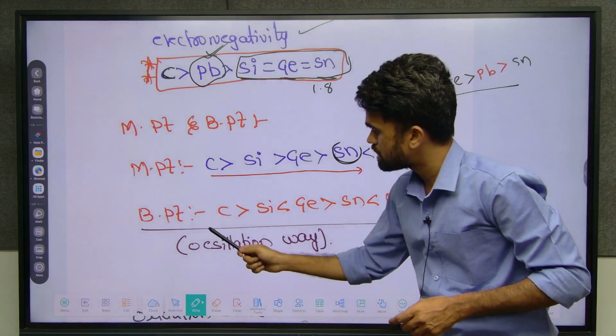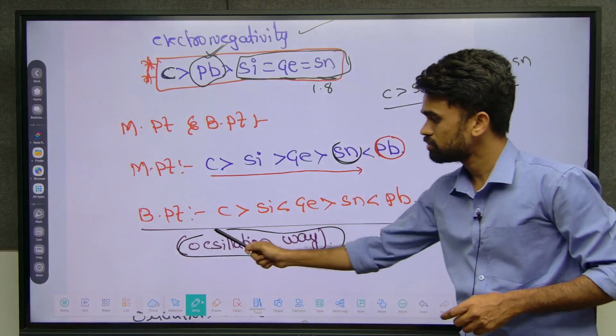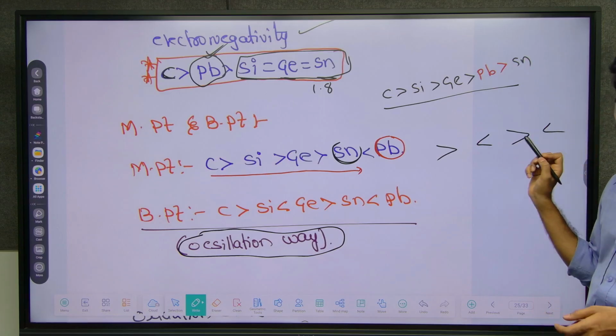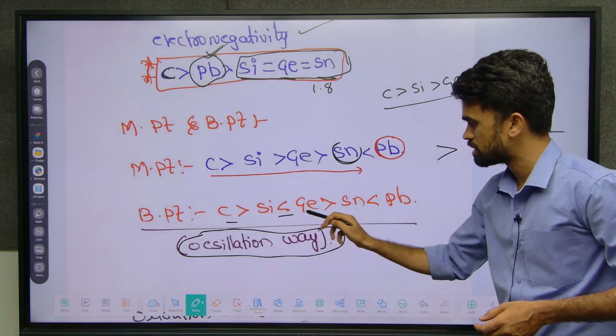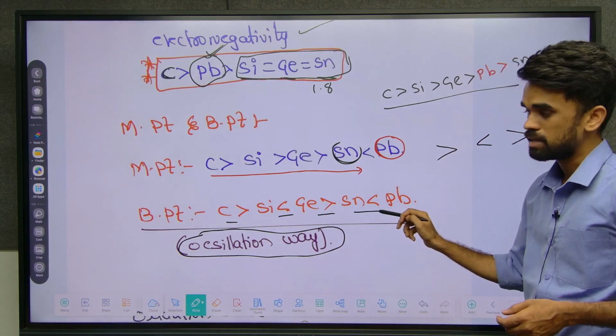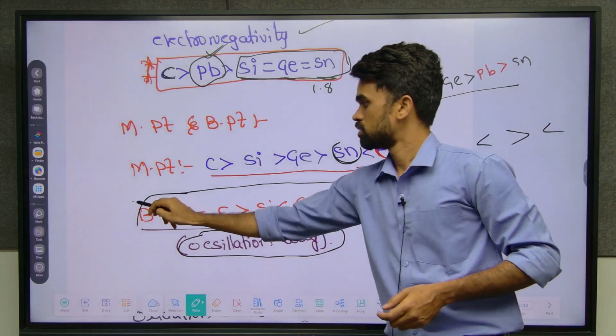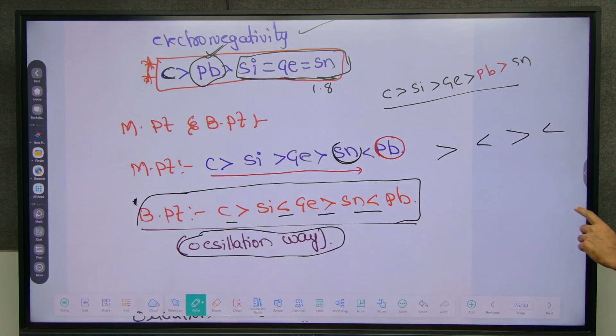So boiling point changes in an oscillating way. Oscillating way means increase, decrease, increase, decrease, like this. So first increase, next decrease, again increase, next decrease. Okay, write these two things first.